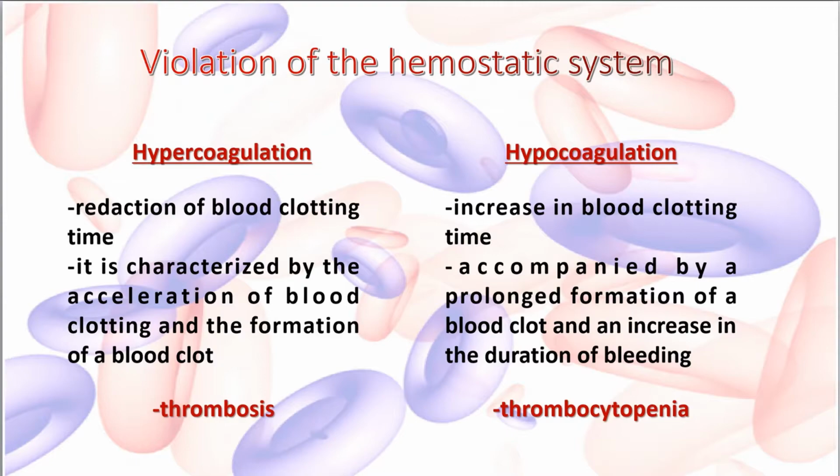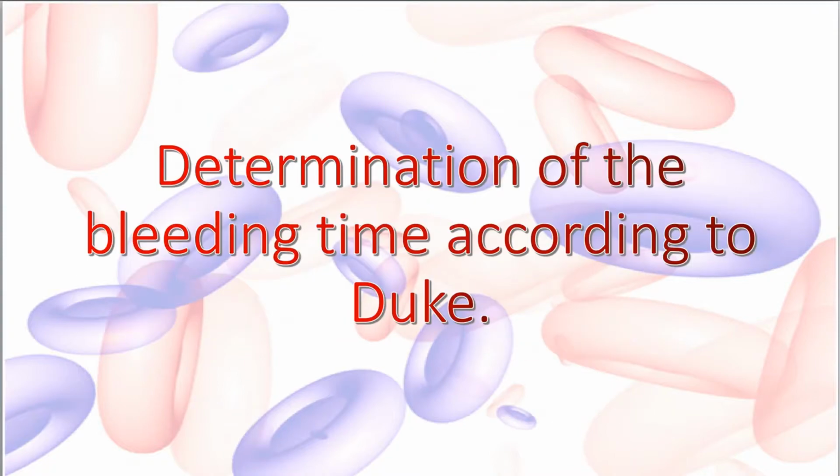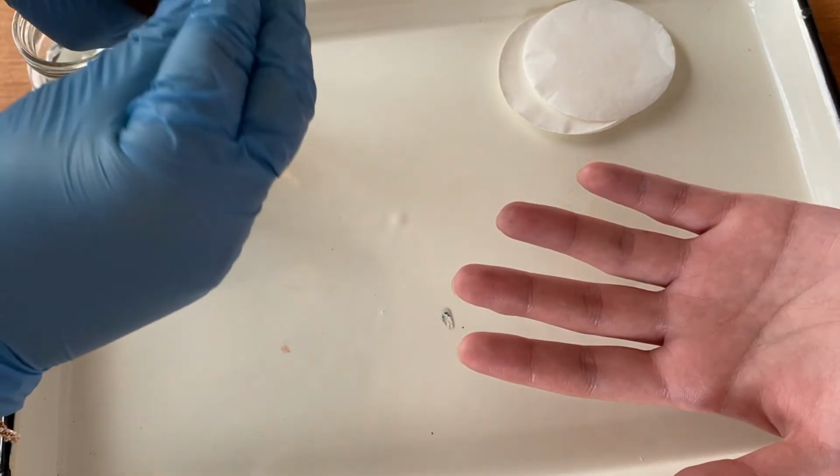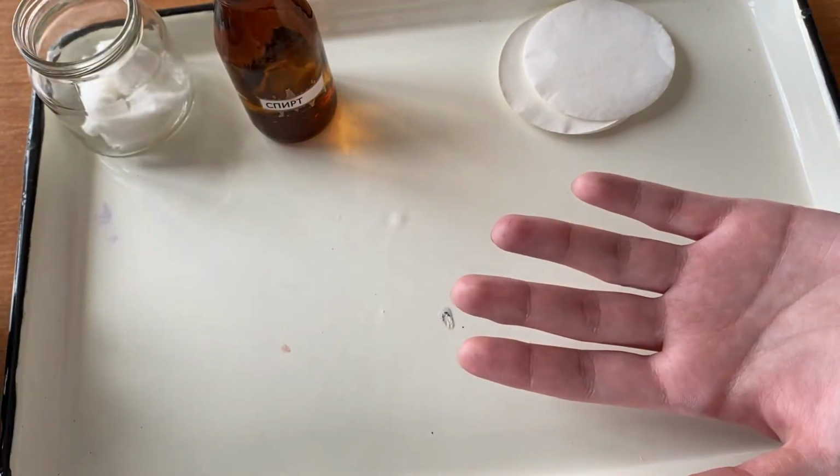An increase in blood clotting time is accompanied by prolonged formation of a blood clot and an increase in the duration of bleeding. We will determine the bleeding time according to Duke. First, you need to treat the index finger with alcohol and make a puncture with a scarifier.